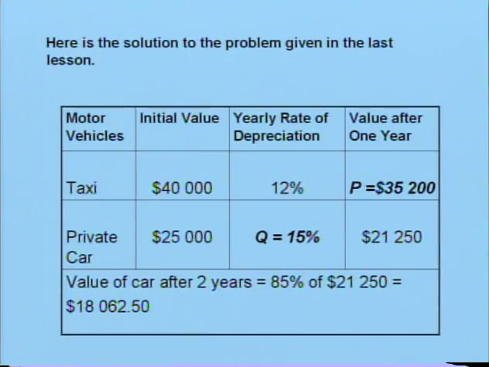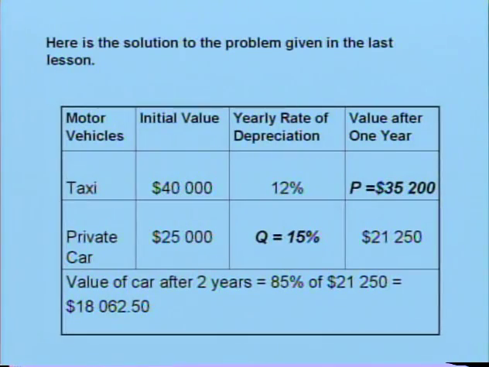When we purchase for 100%, if there is a depreciation of 12%, then the car is valued at 88%. So if we find 88% of $40,000, we'll get the same answer, $35,200 for P. The private car now. You're asked to calculate the value of Q.